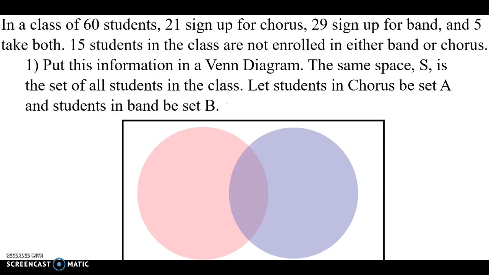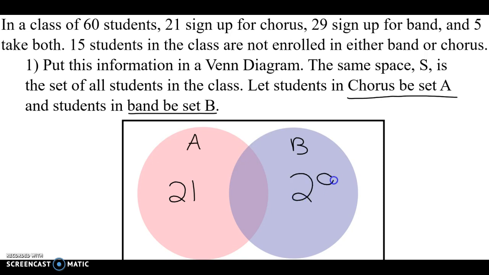All right, so we're talking about 2 things here. We're talking about kids that are in the chorus or the choir, and it says, let the chorus be set A. So we'll call pink A. And band is B, so students that are signing up for band. Okay, now let me show you, don't write this down, this is wrong, but let me show you why. So how many students are there? There's 60. And then what happens is usually say, okay, well there's 21 in chorus, there's 29 in band, there's 5 in both, and there's 15 that are not in either. So I'll put that out in the open space.